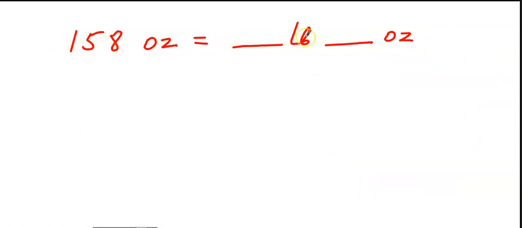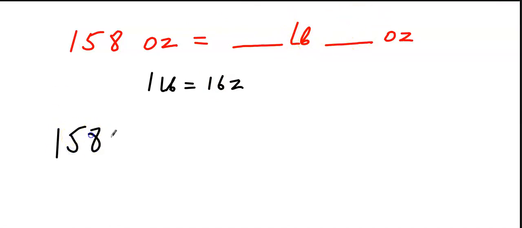The next problem is getting a little bit trickier. So we have 158 ounces and we want to change it to pounds and ounces. Now 1 pound is equivalent to 16 ounces. So this kind of tells us that if you divide this number by 16, you're going to get a whole number answer, and you're going to have some ounces also left over.